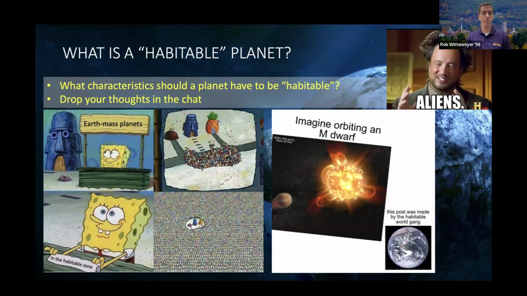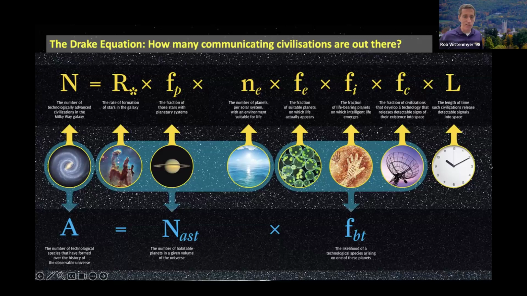So this gets us into the Drake equation, which is more about aliens, right? We came here for aliens and we're doing aliens. Okay, so what's the Drake equation? Frank Drake was one of the first people to pioneer this concept of looking for intelligent life in a serious scientific way. The Drake equation is more of a thought experiment. How many communicating civilizations are out there?